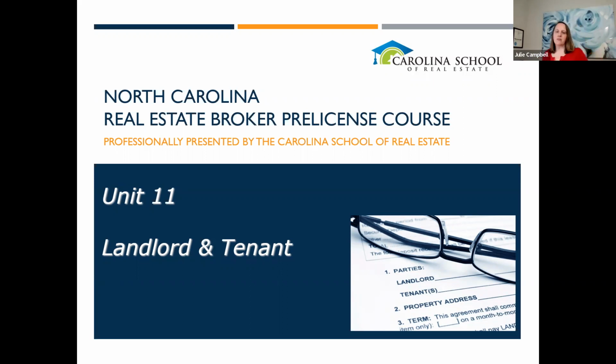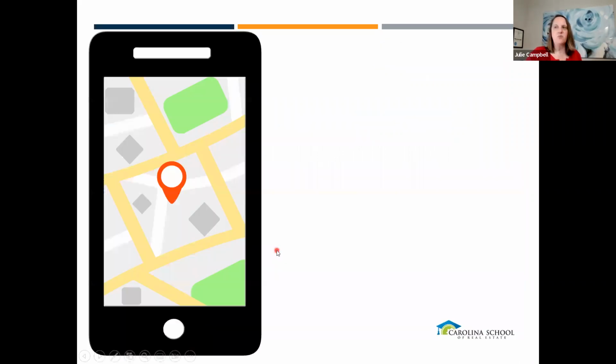Unit 11 is about the relationship between the landlord and the tenant. Maybe there's a real estate agent involved, maybe there's not. But there are certain rules that apply to the landlord and tenant. Unit 12 is when we bring the agent into the picture. So right now in 11, we're just going to focus on the landlord-tenant relationship.